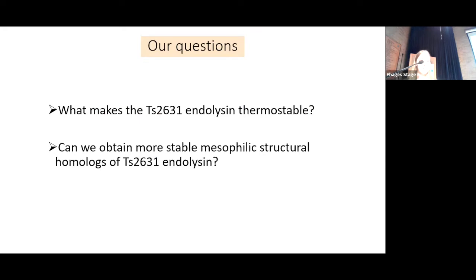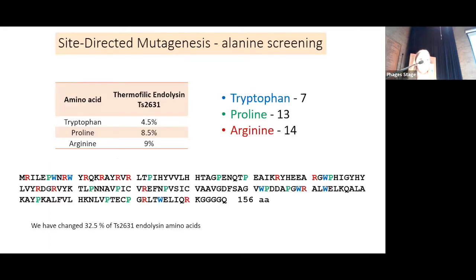Okay, so we asked ourselves what makes the endolysin TS261 so thermostable, and can we obtain more stable mesophilic structural homologs of TS261 endolysin? Today we will partially answer the first question. We have performed site-directed mutagenesis, and we substituted with alanine all tryptophans, prolines, and arginines, and also residues that are responsible for the catalytic center and residues that are conserved. But today I will focus only on the proline and tryptophan substitution variants.